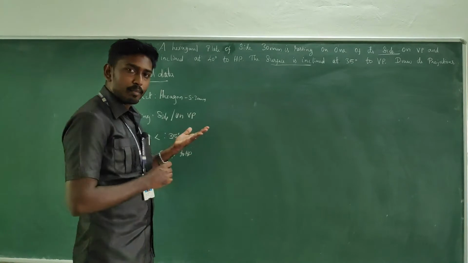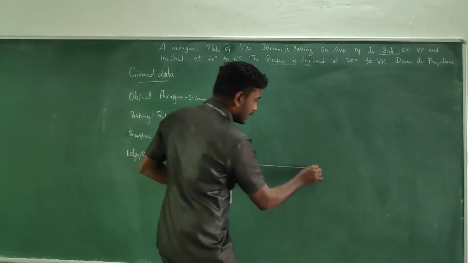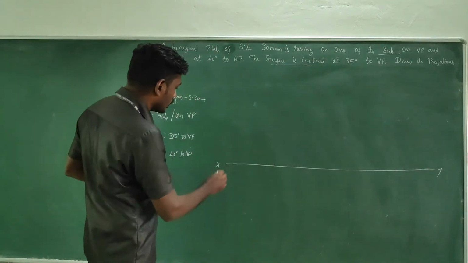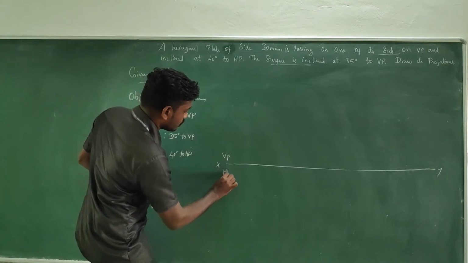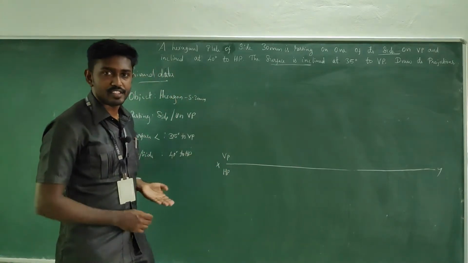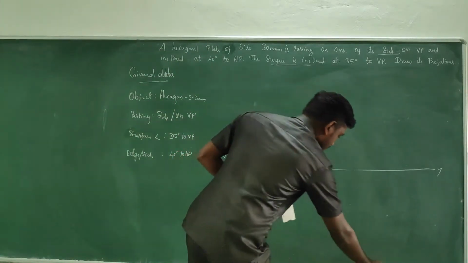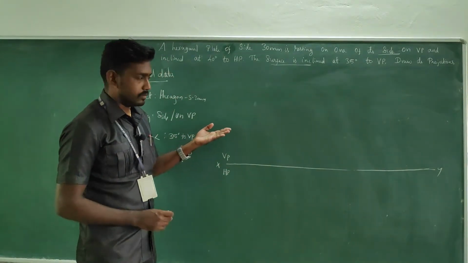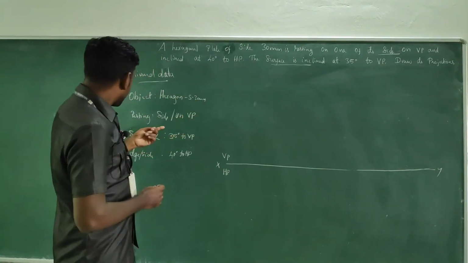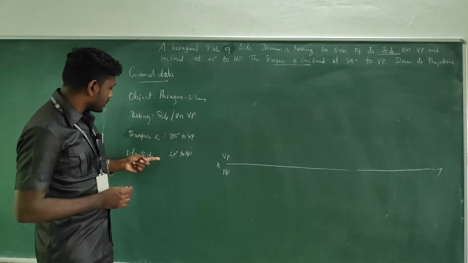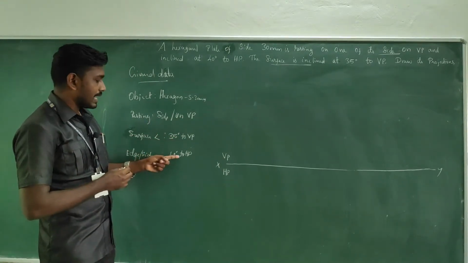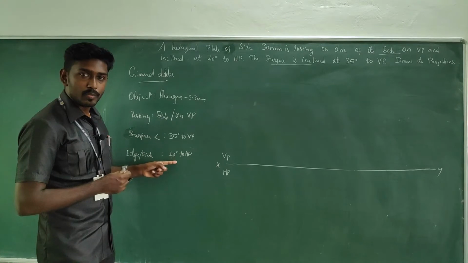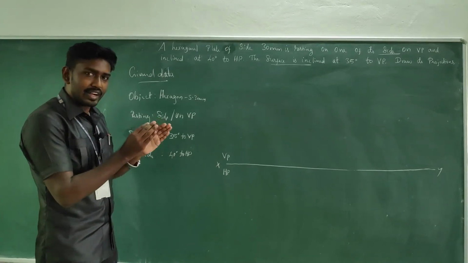So as far as the profile is concerned, we have to draw the XY line, the reference line. We are going to do the first angle projection. So above the reference line is the VP and below the reference line is the HP. Here the surface is inclined to VP and one of the edges is inclined to HP, right? So it is inclined to both the planes.